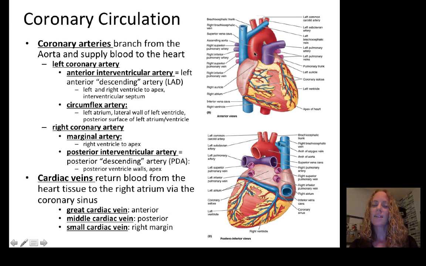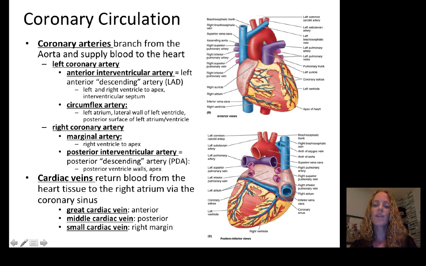On the right side, coming from the aorta, between the atria and the ventricles, is the right coronary artery. The right coronary artery has a branch down the right margin of the heart, which is the marginal artery, and this supplies blood to the right ventricle towards the apex of the heart. If we follow the right coronary artery to the posterior side of the heart, you can find the posterior interventricular artery. Surgeons like to call this the posterior descending artery, or the PDA. This supplies blood to the posterior ventricle walls toward the apex.